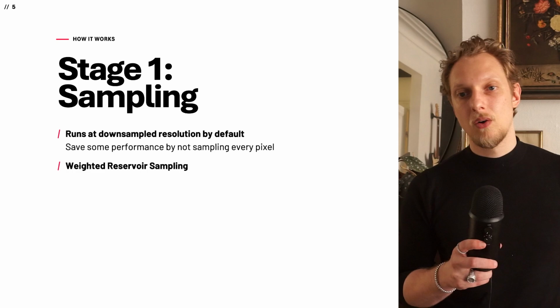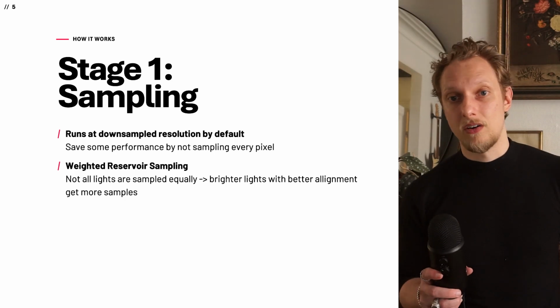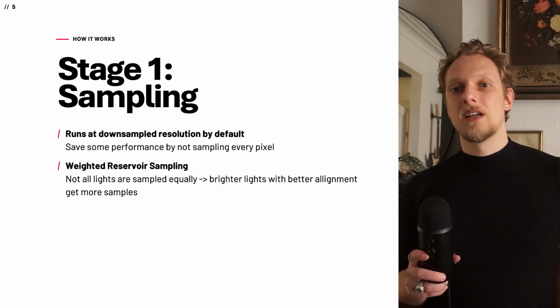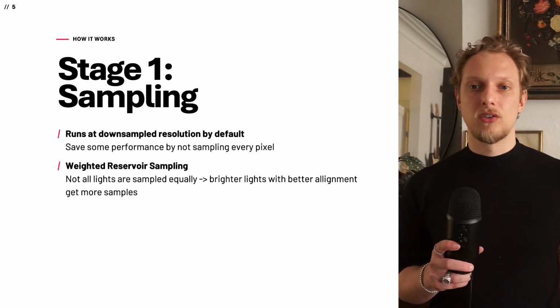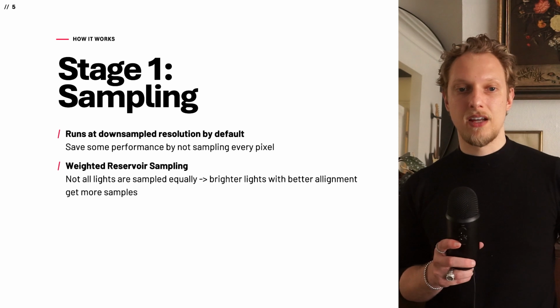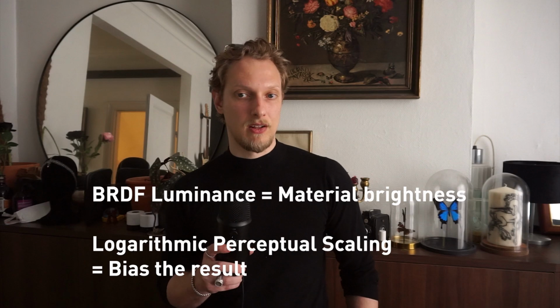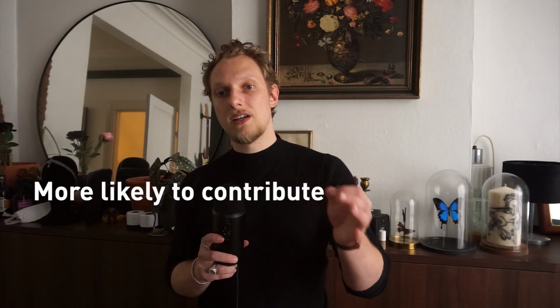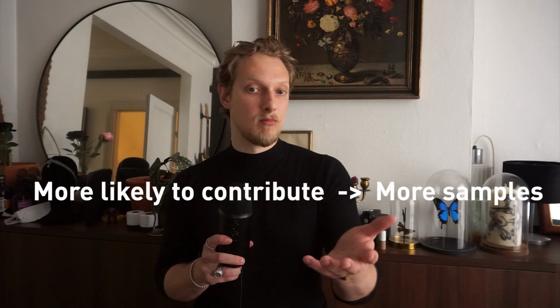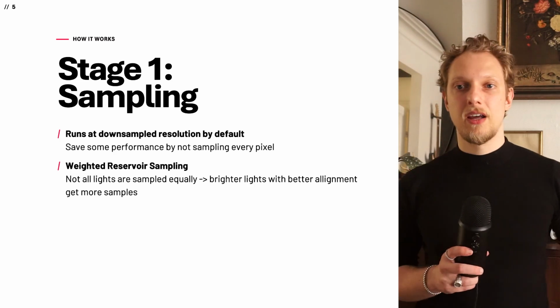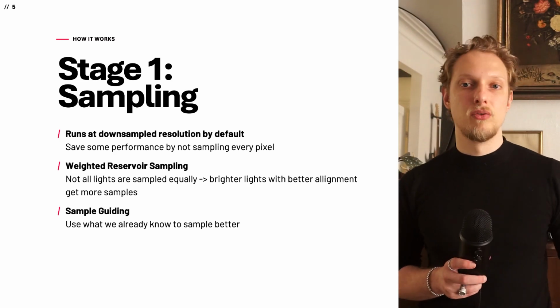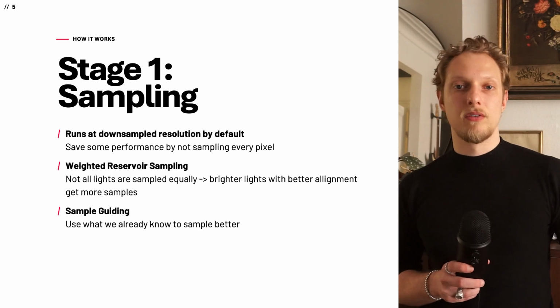For each sample position, it reads the G buffer and picks a certain amount of light samples using a technique called weighted reservoir sampling. Now, what is that, I hear you ask? Well, not all lights are sampled equally. Each light gets a weight based on how much it's expected to contribute to that pixel, given the surface normal and material. Specifically, the BRDF luminance with logarithmic perceptual scaling. In other words, brighter lights with better angular alignment get more samples. And, crucially, MegaLights uses a mechanism called sample guiding to bias sampling towards lights that were visible last frame.